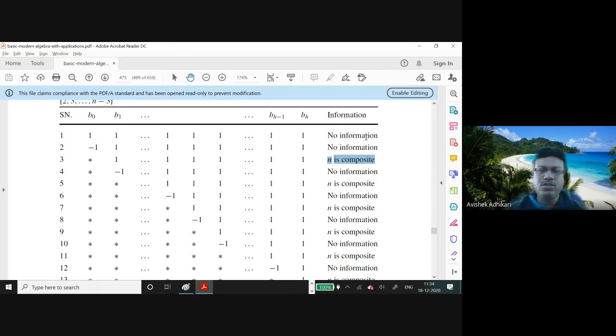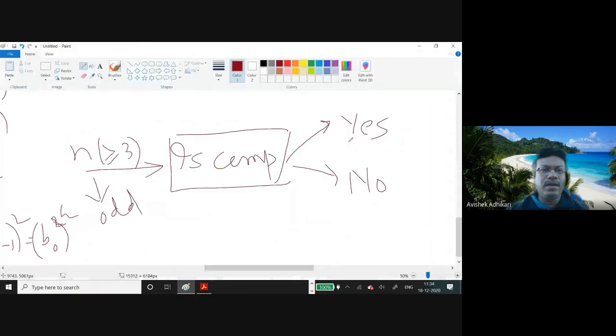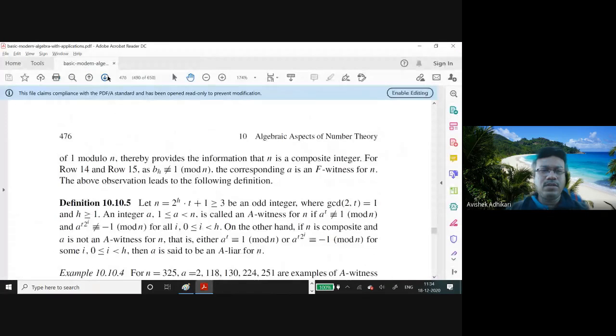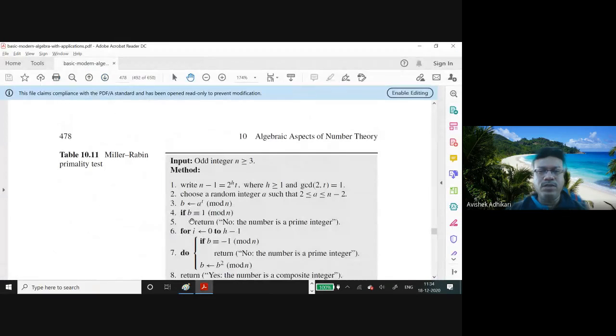Okay. So whenever at the starting level, if you have 1, then suddenly all the remaining steps will be 1. So you will have no information. That's why the algorithm says that when you have b to the power b is congruent, what is b? b is nothing but a to the power t. So if b is 1, then return no, the number is a prime integer. That means according to that table you actually have no information.